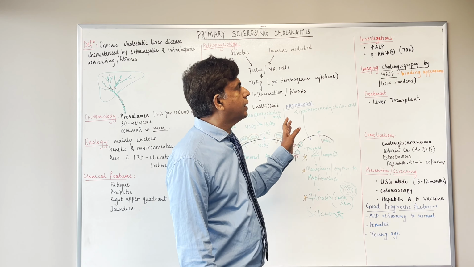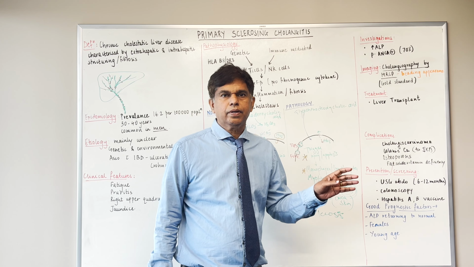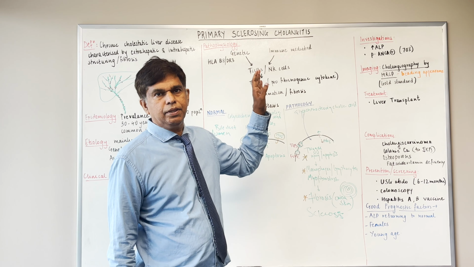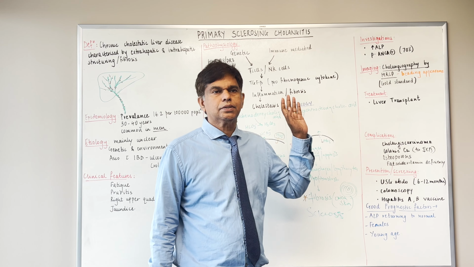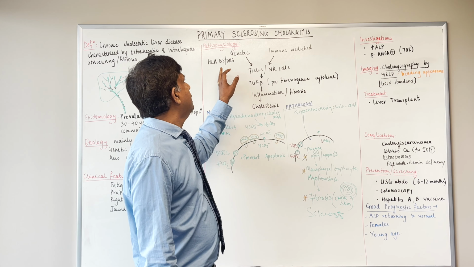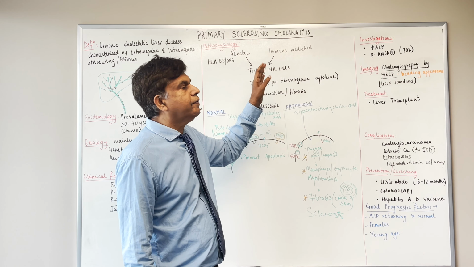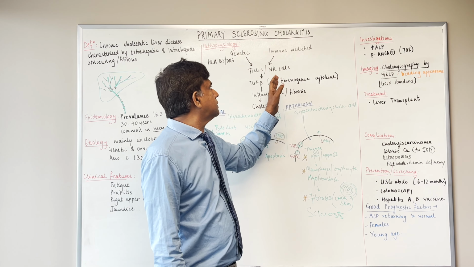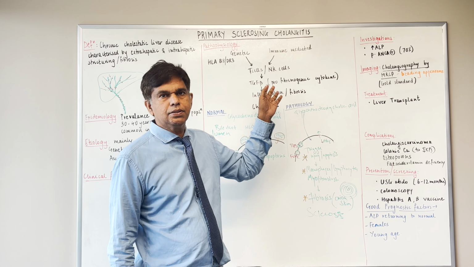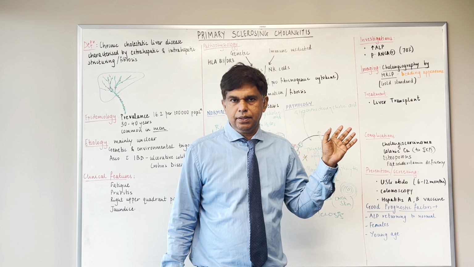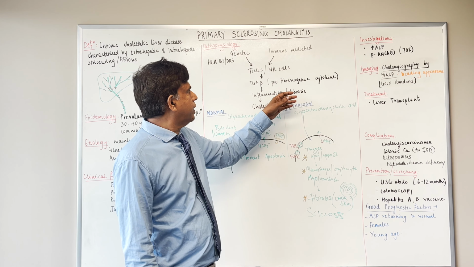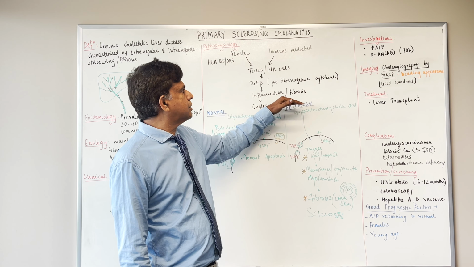Now let's look at the pathophysiology. Okay, what is the pathophysiology? We've got two components, right? One is always the genetic component. There are two genes, which are HLA-B8 and DR3. And then you have immune-mediated actions also going on, okay? So you've got T cells and natural killer cells getting activated, and then you've got profibrogenic cytokines, inflammation and fibrosis.